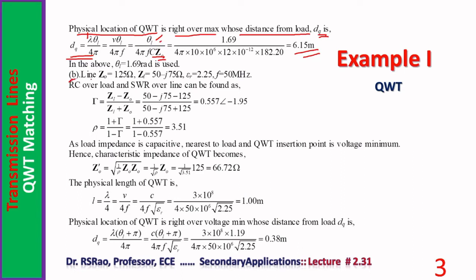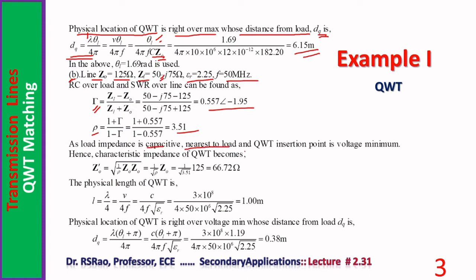B, it is given that line Z0 is 125 ohms, ZL is 50 minus j75 ohms, epsilon R is 2.25, frequency is 50 megahertz. The reflection quotient over the load: ZL and Z0 are both available. Substitution results in 0.557 at an angle of minus 1.95. Rho, 1 plus gamma by 1 minus gamma, is 3.5. Load impedance is capacitive. How do we know? A negative sign is there. That's why it is capacitive.